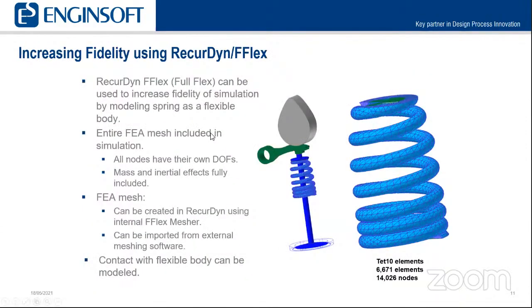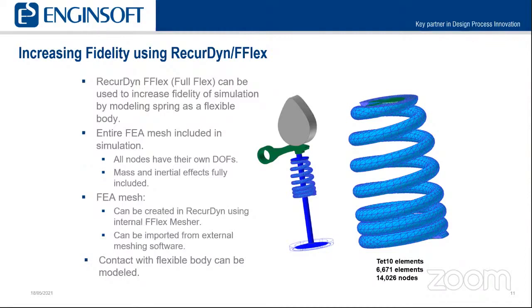So now we move on to increasing the fidelity of the spring modeling. We can do this using RecurDyn FFlex, which is short for full flex. What we can do here is mesh the spring geometry as a flexible body using finite element analysis techniques. In full flex, all the nodes have their own degrees of freedom, and the mass and inertial effects are fully included in the model.